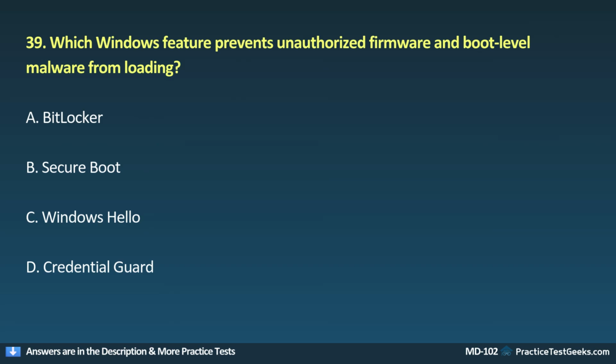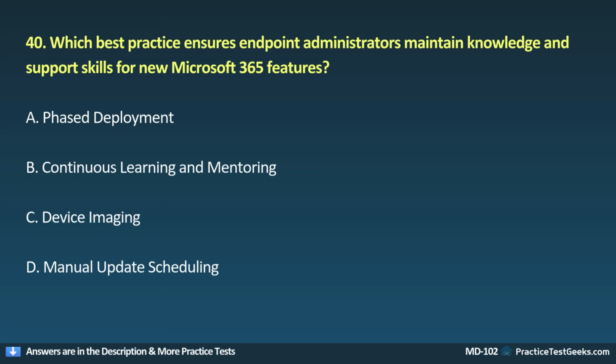39. Which Windows feature prevents unauthorized firmware and boot-level malware from loading? A. BitLocker. B. Secure boot. C. Windows Hello. D. Credential Guard.